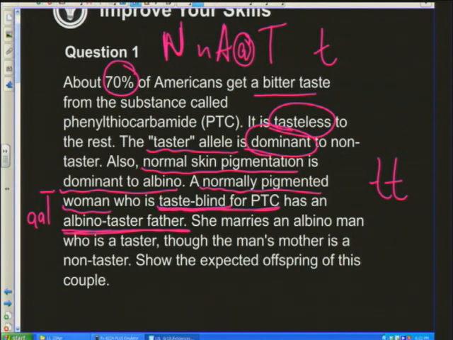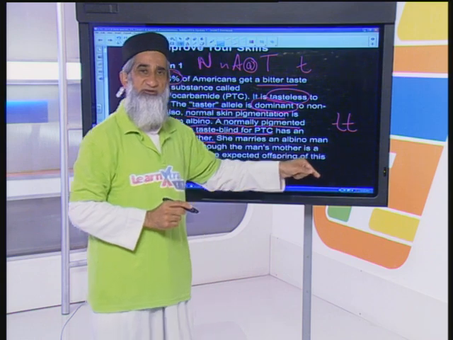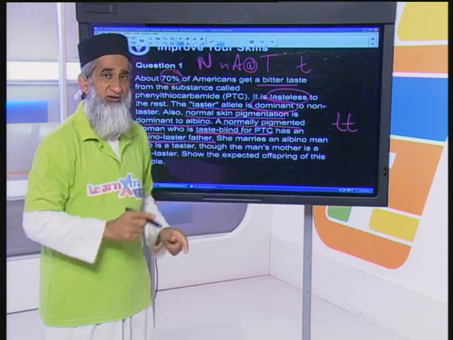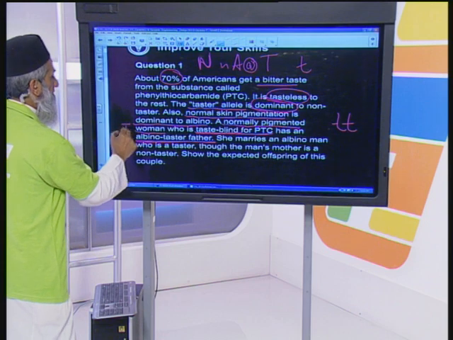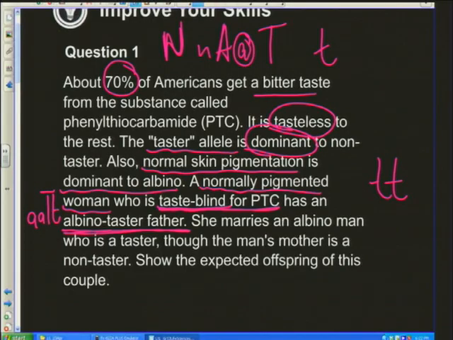But let's go to the daughter, a normally pigmented woman who is taste blind for PTC. She is taste blind. That means she got two small t's. Where did she get these two small t's? She had to get one from the father and one from the mother. So therefore, this father could not be homozygous for this condition. He had to be heterozygous, because he had to have the allele for albino. And his albino is recessive, because normal is dominant to albino.